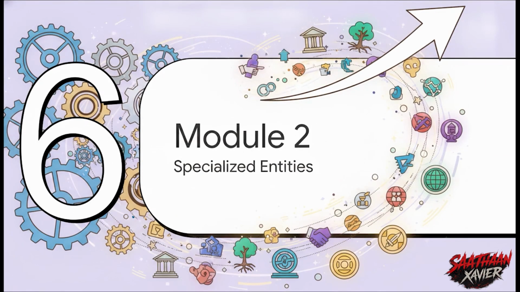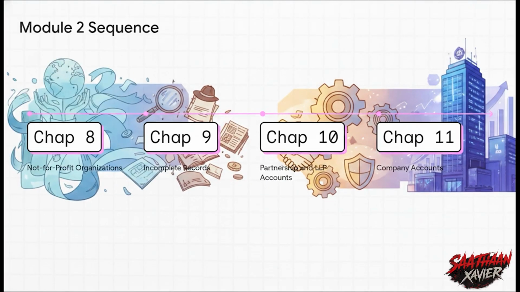Which brings us to Section 6, Module 2, Specialized Entities, Expanding the Architecture. Once you've got the foundational framework from Module 1 flawlessly mastered, Module 2 takes those skills and applies them to specialized organizational structures. You'll see a really clear progression in complexity here. You start with not-for-profit organizations. Then you tackle deriving final accounts from incomplete records, where you're basically a financial detective piecing together profits from half-destroyed receipts or single-entry scribbles. From there, you move up to complex partnerships, limited liability partnerships, and ultimately, corporate company accounts.